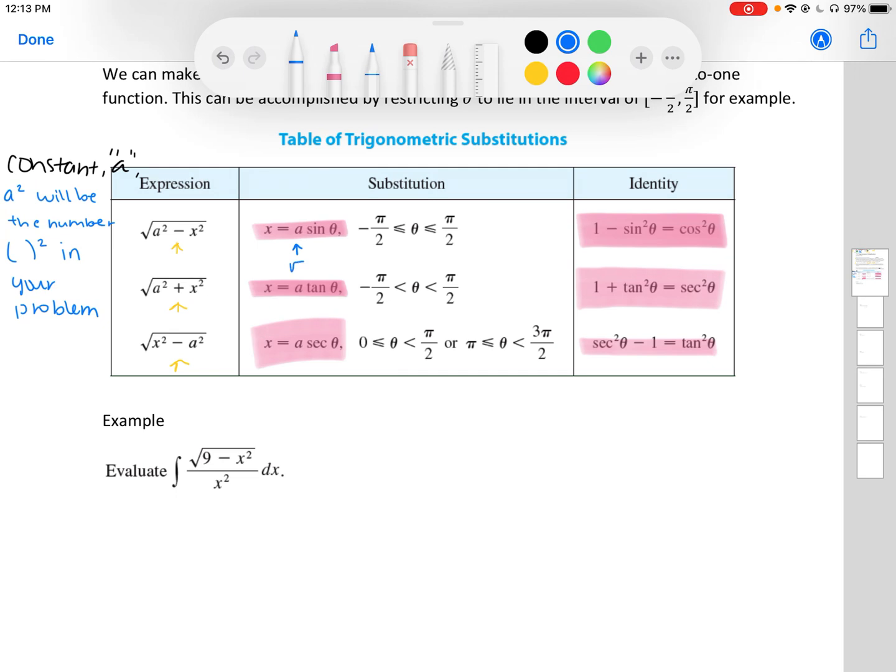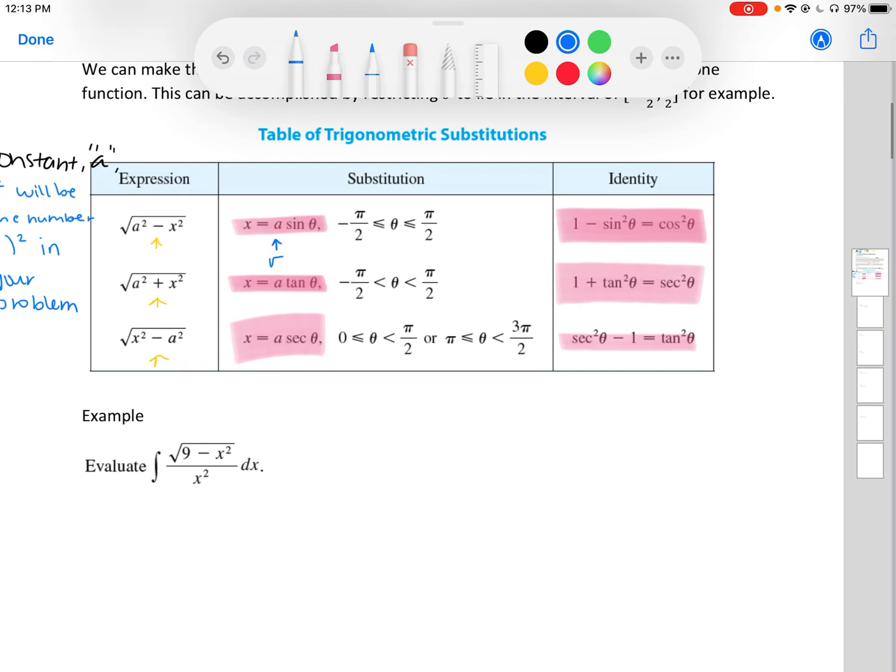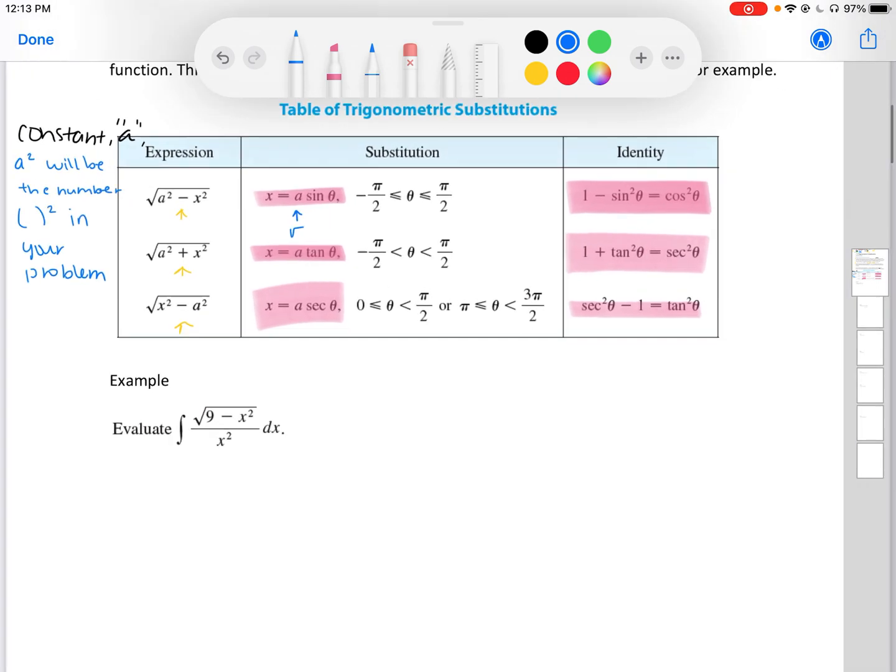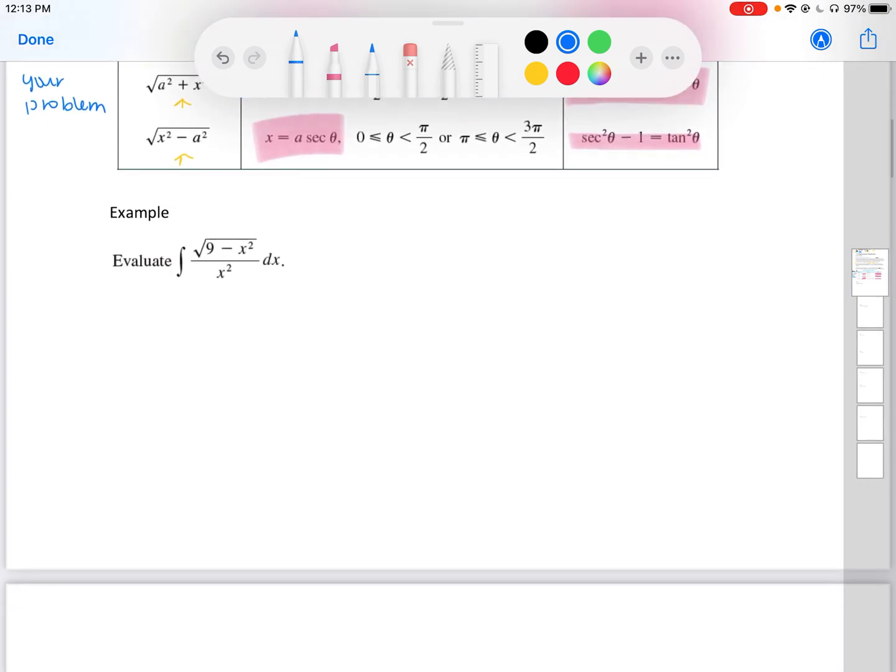Alrighty. Okay, I think we're ready to try a trig substitution problem. Let's take a look at this example. Evaluate the integral of the square root of 9 minus x squared divided by x dx.